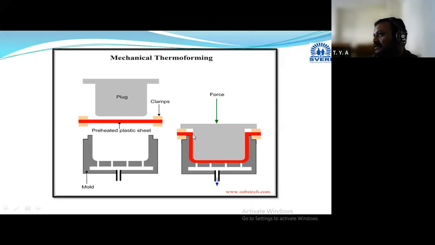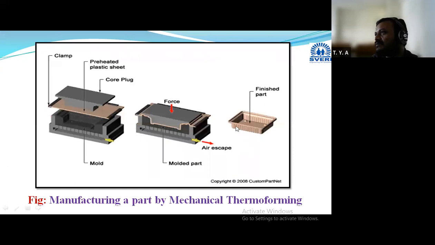Due to this plunger pressure, whichever sheet is there, that sheet material is pressed against this mold wall and it will acquire the desired shape. And after sufficient curing, this plunger will be removed and we will get the finished product. In this way, this is your plastic sheet. Here preheating is done. Then it is placed on that mold and pressure is applied with the help of the plunger. Then it will acquire the desired shape. And by opening the mold and removing this plunger, the final product is obtained. So this is the mechanical thermoforming process.